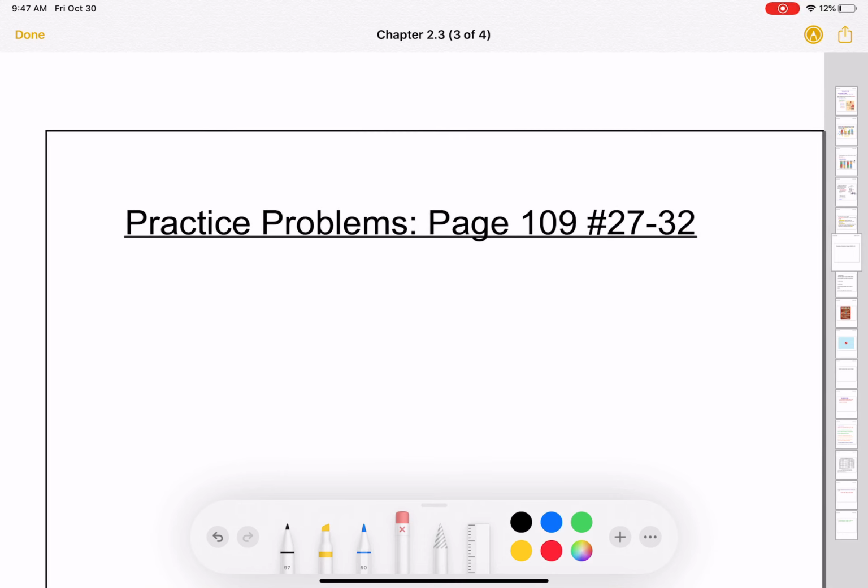That brings us to practice problems. It says on page 109, you want to do 27 to 32. I'm going to say that we're going to only do 27 to 29. So let's not do quite as many questions, just because we need to continue and get through all of this. All right, so that's the first part of this lesson.